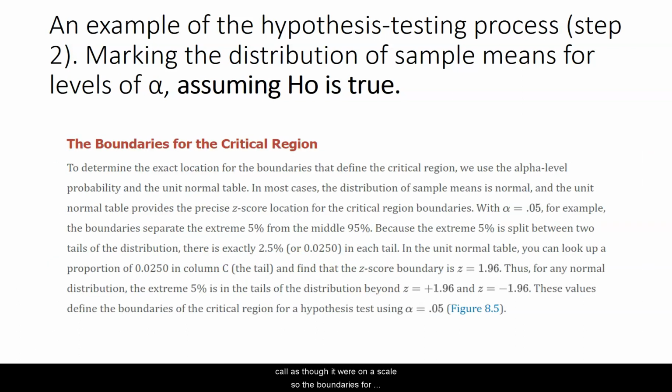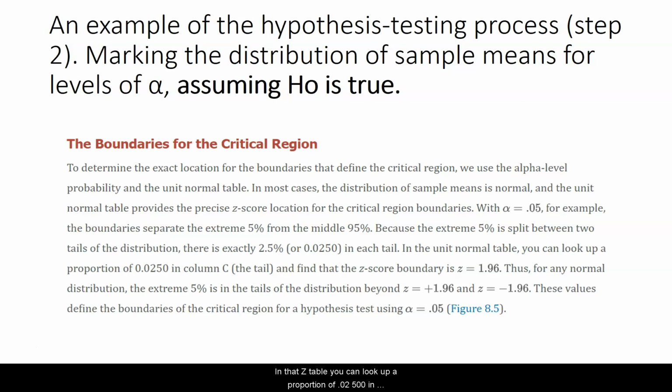So to determine the exact location for the boundaries that define the critical region, we use alpha, the alpha probability, and the Z tables, the unit normal tables. In most cases, the distribution of sample means is normal, and we'll always assume that it is. And the unit normal table provides the precise Z-score location for those critical region boundaries. With alpha of .05, two tails, the boundaries separate the extreme 5% from the middle 95%. Because that extreme 5% is split in two for the two tails, there's exactly 2.5% in each tail.